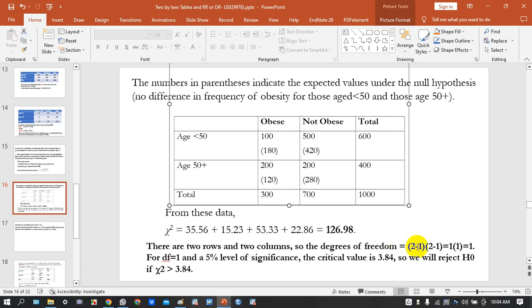So here, for the degrees of freedom, looking at the ages, we have 2 rows, 1, 2. So we subtract 1 from it to give us 1. Then the columns are the obesity column, that's obese, not obese. There are 2 columns, so we subtract 1 to get the degree of freedom. So in the end, for the columns we have 2 minus 1, and for the rows too, 2 minus 1. So 1 times 1 gives us 1.